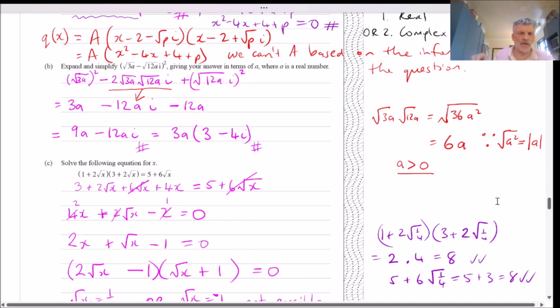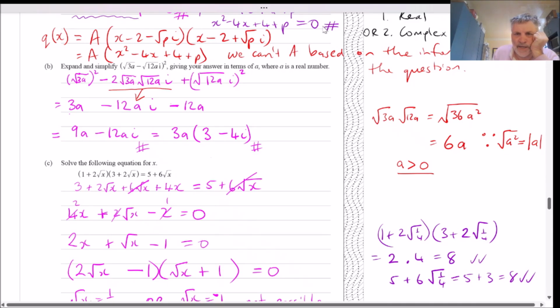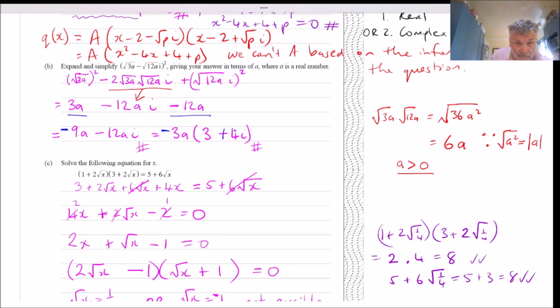I just need to quickly revisit part B, because I've got 3a here and minus 12a, that should be minus 9a. And then it's a factor of minus 3 that could be taken out, and you'll get 3 plus 4. So sorry about that, a minor error, but best to get these correct. Thank you very much.